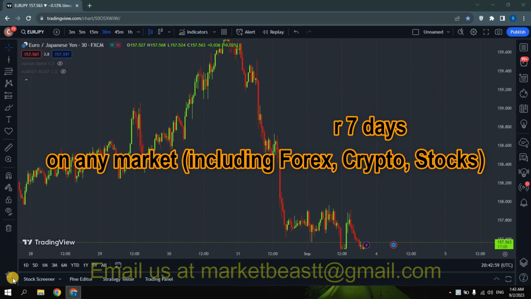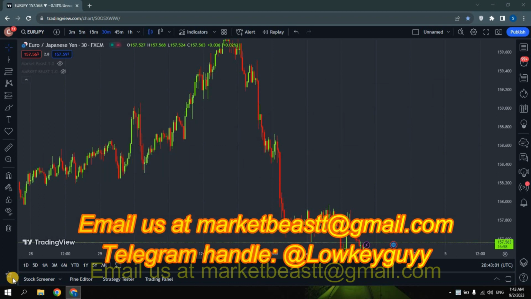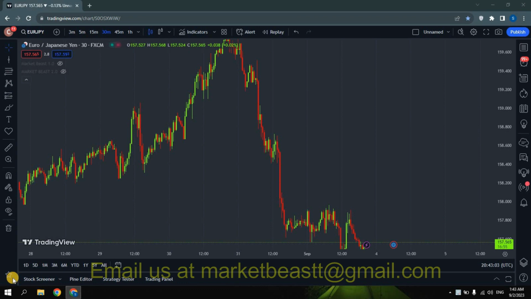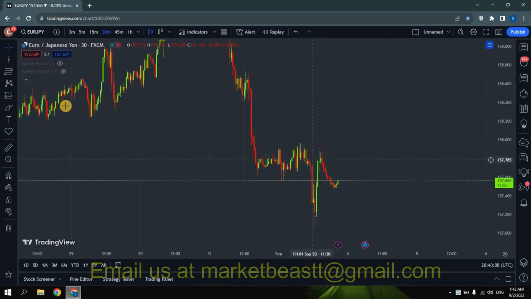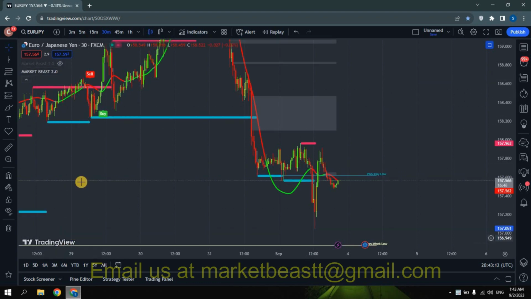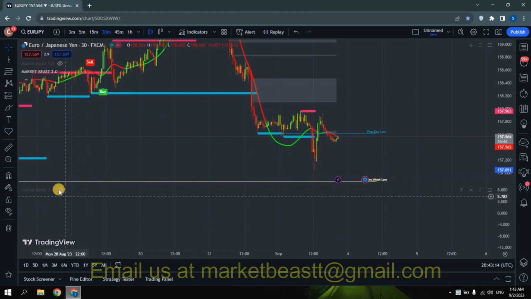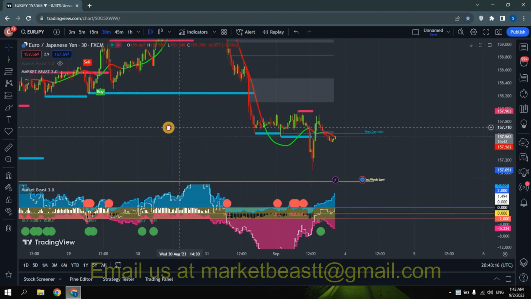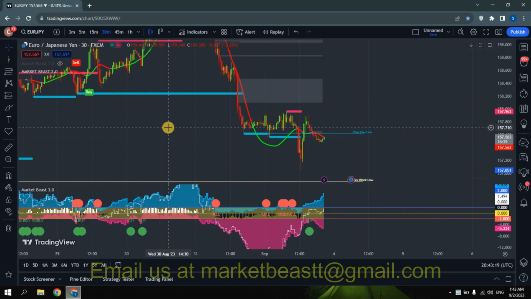So hello guys, today we are going to see how the Market Base 2 and 3 combined strategy works. By combining Market Base 2.0 and Market Base 3.0, we are going to see how we should take trades, where should be our stop loss, what should be our targets. We are going to check the accuracy of this strategy and how it works.